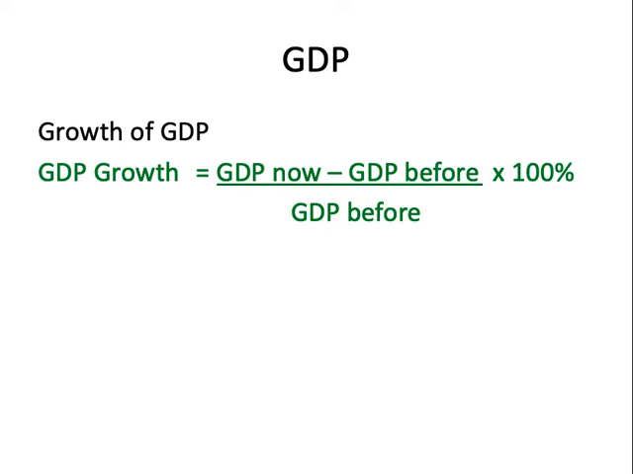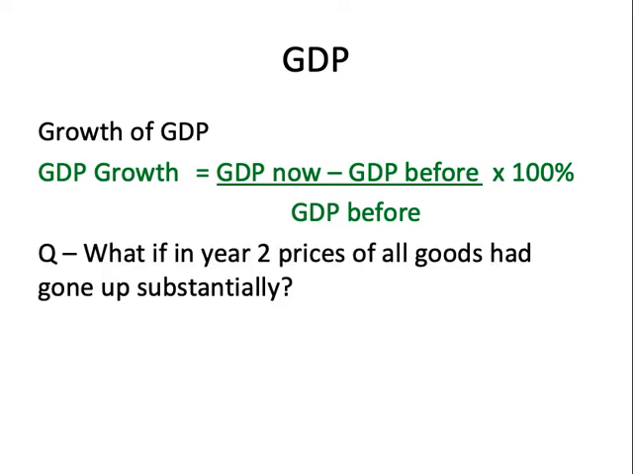So if we look at GDP growth, you want to calculate GDP, which it currently is, minus what you're looking at GDP before, whether it's last year, whether it's 2 years ago, whatever time frame you're looking at, divided by GDP before, times 100%, and that should give you a growth of GDP. And this is just a standard growth formula that you should have encountered in a science class, perhaps, or a math class.